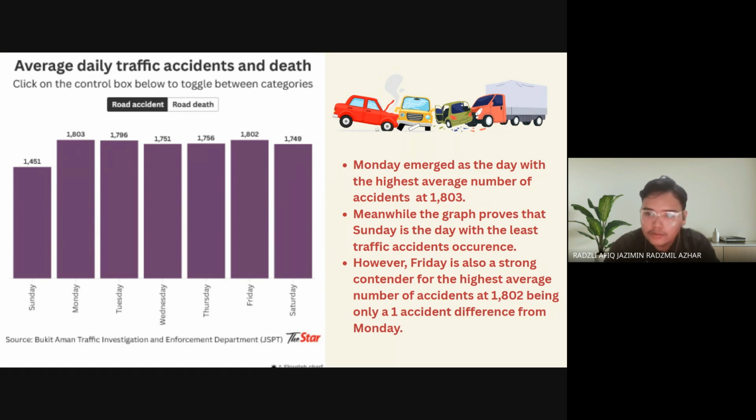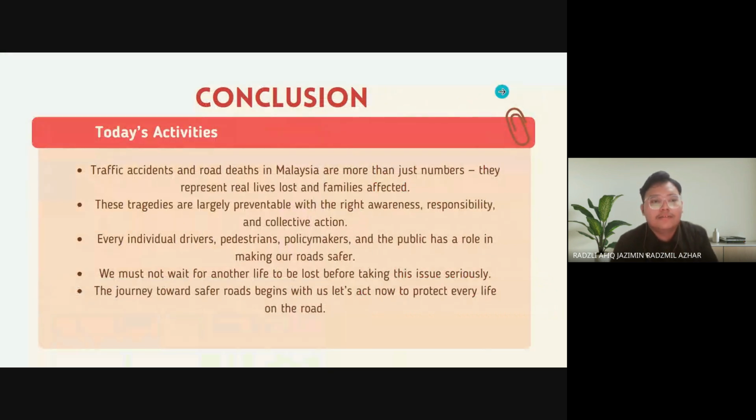So I will now proceed to conclude our presentation for today. All right. So what can we take from this topic, which is road fatalities and accidents? Traffic accidents and road deaths in Malaysia are more than just numbers. They represent real life loss and families affected. These tragedies are largely preventable with the right awareness, responsibility, and collective action. Every individual, drivers, pedestrians, policymakers, and the public, has a role in making our roads safer. We must not wait for another life to be lost before taking this issue seriously. The journey towards safer roads begins with us. Let's act now to protect every life on the road.